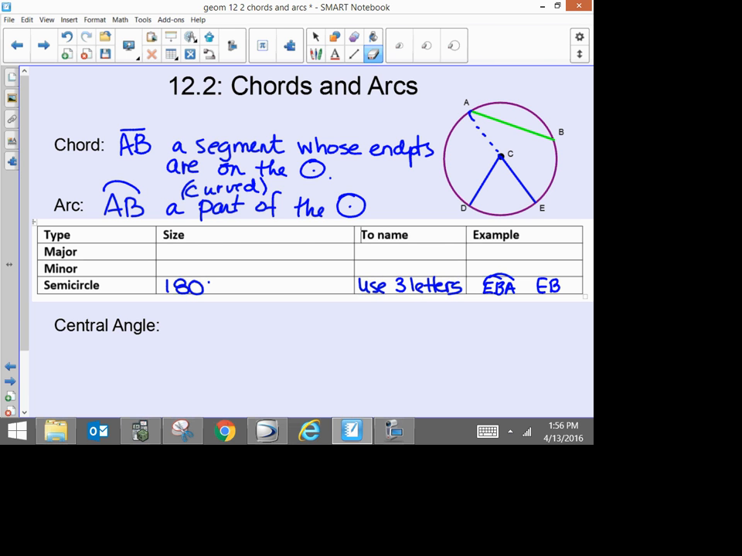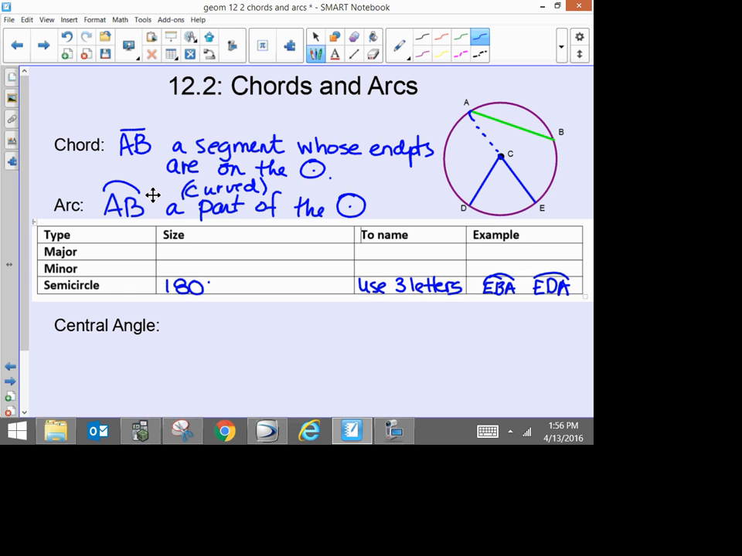All right, and remember you can go either way, right? You can start with A, but the middle letter just tells you direction, right? Okay. All right, minor arc.